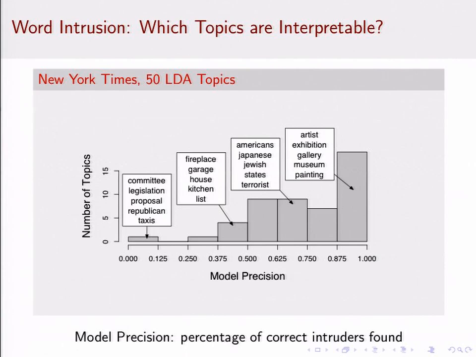Okay, so now we finally have the ability to answer the question, which topics make sense. And we're able to measure the model precision of each of these topics. For LDA, on 50 topics, a lot of the topics seem to make sense. They're all the way over on the right. People are clicking on the true intruder. That's good. As you move over to the left, the topics make less sense. And over on the far left, you have a topic where you have this word taxis that people thought fit so badly that no matter what the intruder word was, they clicked on taxis instead.